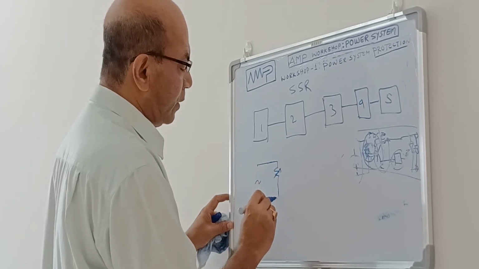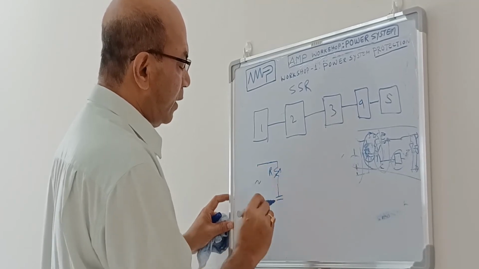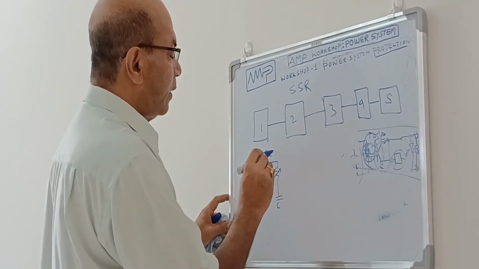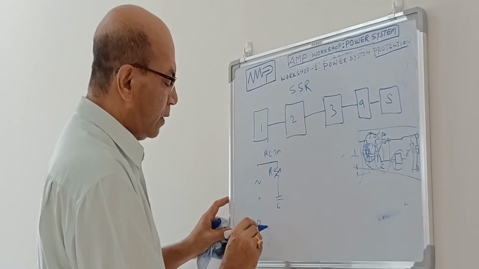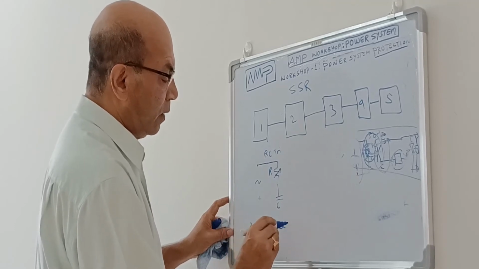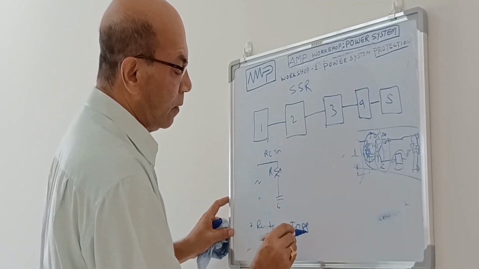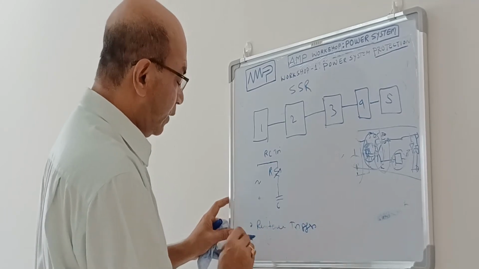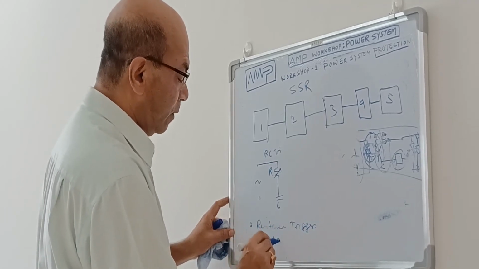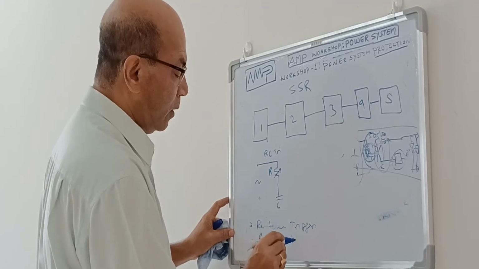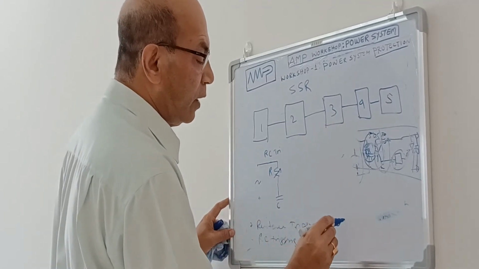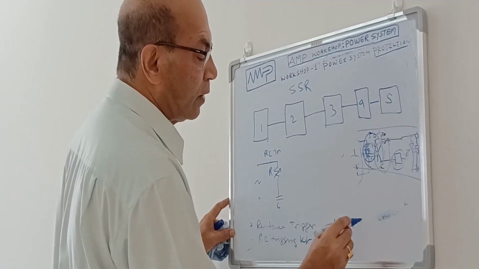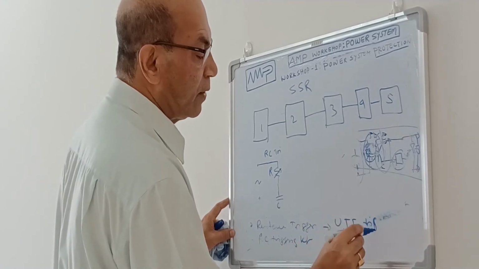Then we have a capacitor. It is called an RC circuit, an RC triggering circuit. There are various types: the resistance triggering circuit, then the RC triggering circuit, and third, the UJT, unijunction transistor triggering circuit, which is the best one.